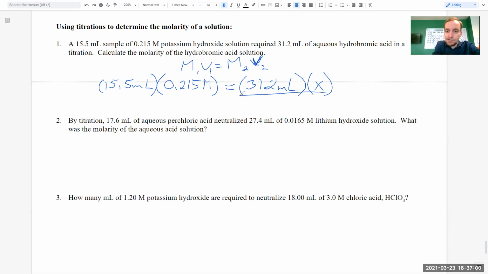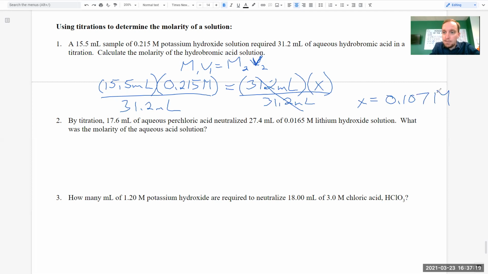So of course, to solve this, I would take this number here, move it underneath the opposite side. That will cancel that out. Again, this is just algebra. I would take these top two numbers, multiply them together, divide by 31.2. And what I get for my answer is 0.107 molar. That is for our hydrobromic acid solution. So that's the molarity of our unknown aqueous hydrobromic acid solution.